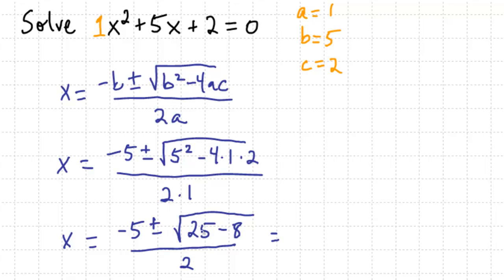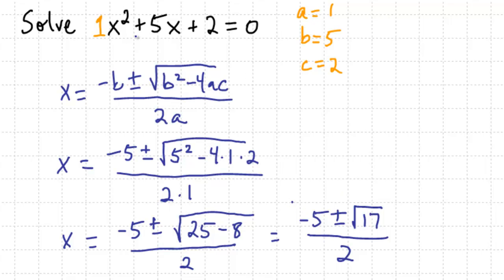We can subtract 8 from 25 and we get negative 5 plus or minus the square root of 13 over 2. I'm sorry, it's not the square root of 13, it's the square root of 17. Square root of 17 over 2. Okay, so that's it. There's nothing left for me to simplify.